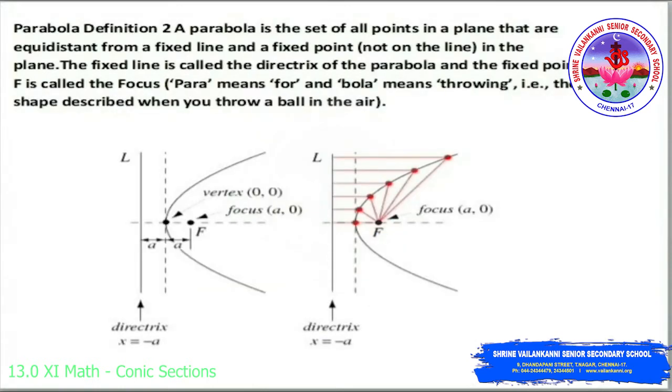A parabola is the set of all points in a plane that are equidistant from a fixed line, called the directrix, and a fixed point, which is not on the line in the plane. The fixed line is called the directrix of the parabola, and the fixed point F is called the focus. Para means for and bola means throwing, that is the shape described when you throw a ball in the air.